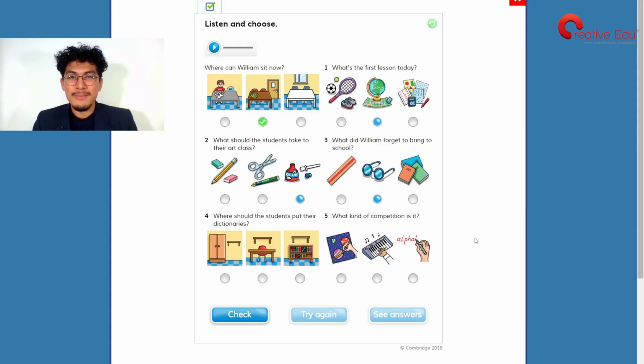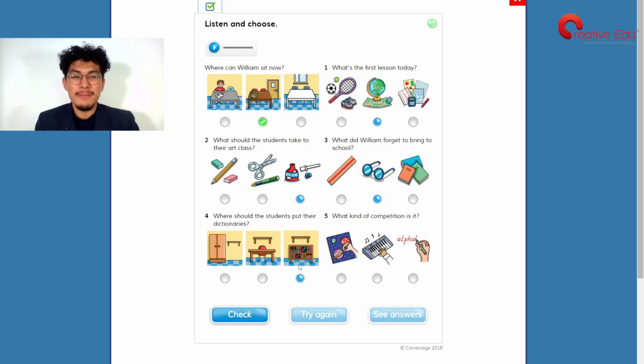4. Where should the students put their dictionaries? Now, take out your new blue dictionaries. The ones in our desks? Yes, William. And put them on that empty shelf. The shelf that's next to the cupboard? I mean the one above the bookcase. Oh, okay.